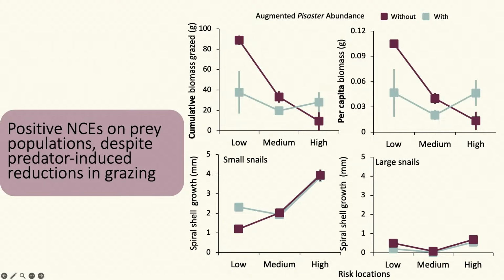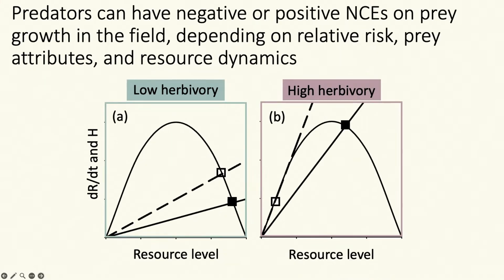He did a great job, and the data are real, and we were scratching our heads trying to figure out what was going on. But a little bit of digging into ecological theory actually predicts that predators can have positive non-consumptive effects on their prey if the predator-induced reduction in prey grazing leads to an increase in resource abundance.